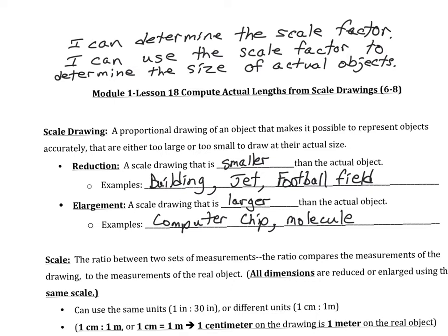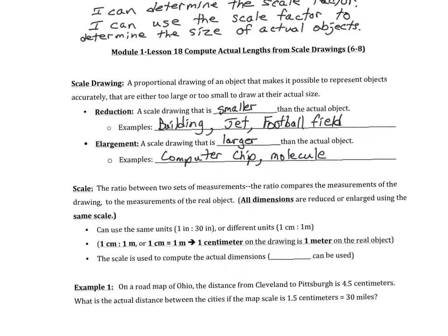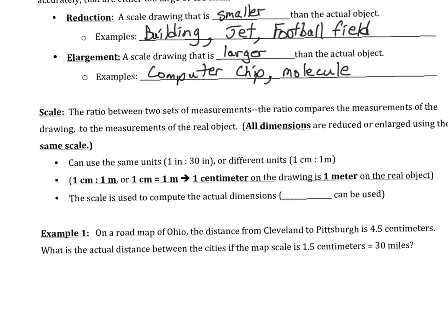So the scale is the ratio between two sets of measurements. Okay, so we're comparing two different sets of measurements. The ratio compares the measurements of the drawing to the measurements of the real objects. All dimensions are reduced or enlarged using the same scale.